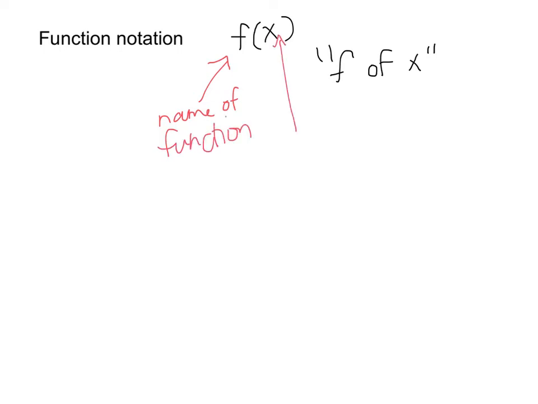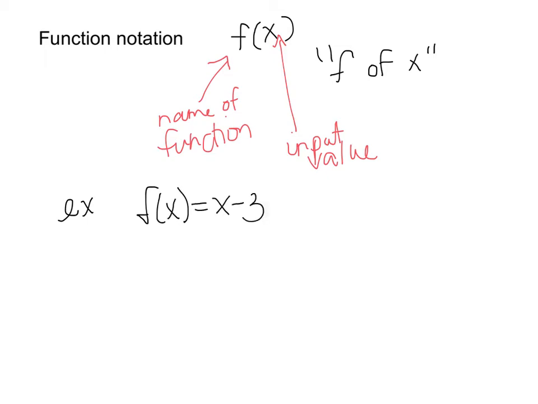And then this x right here is an input value, or our variable. F of x does not mean f times x. It's f evaluated at x. So if we want to look at some specific examples, we could consider the function f of x is equal to x minus 3. F of x is really just a fancy way to think about it as y.